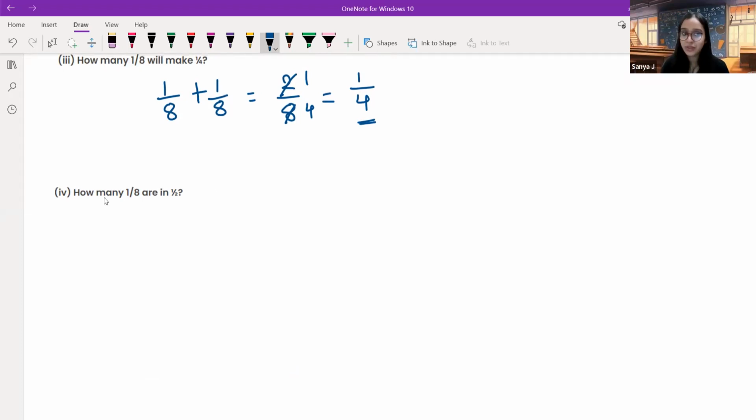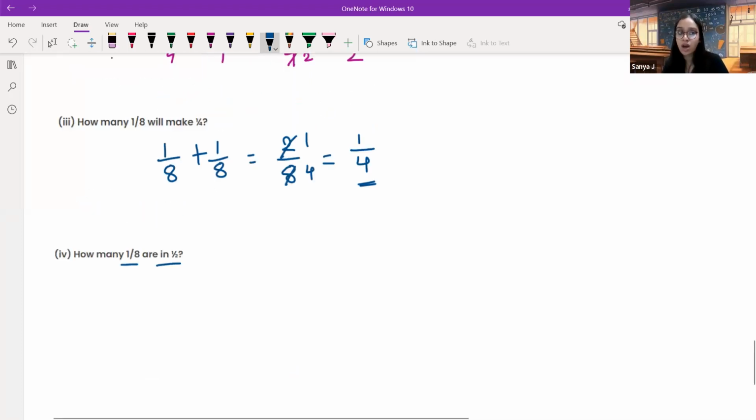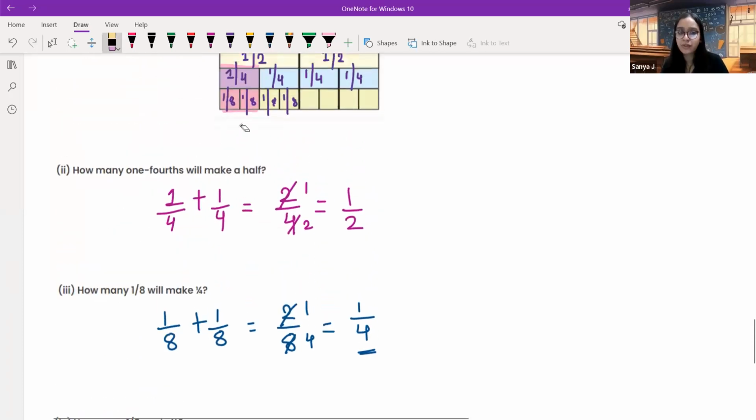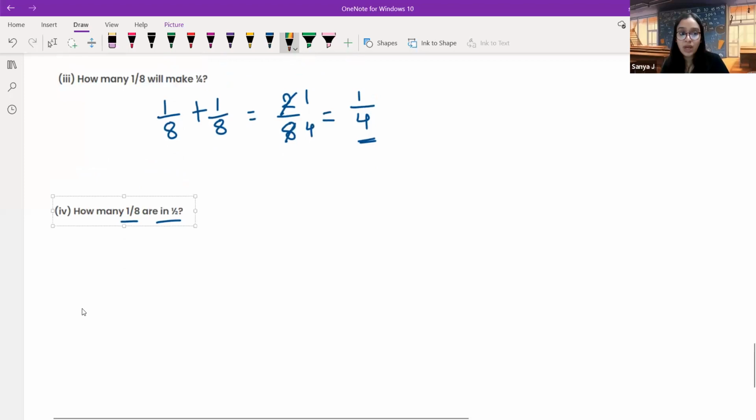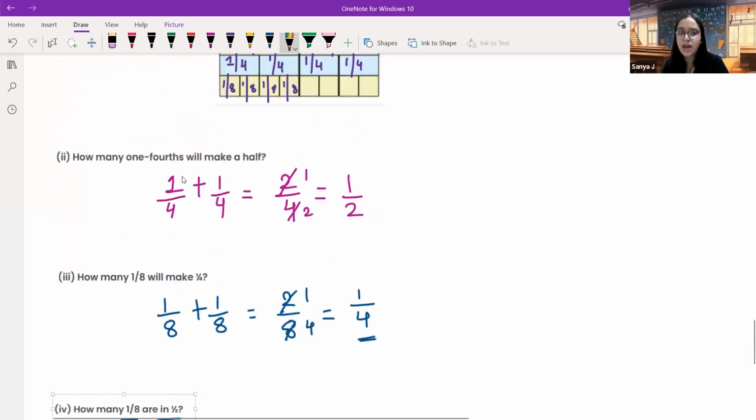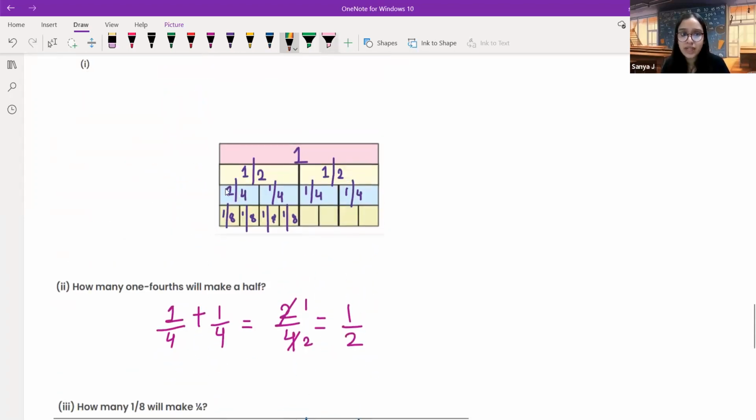Okay, let's solve it together. How many 1/8 are in 1/2? Let's have a look at it very carefully. Okay, so in 1/2, how many 1/8 are there? So this is 1/2, correct? This is going to be the 1/2.